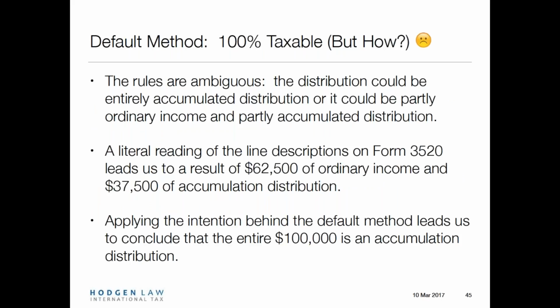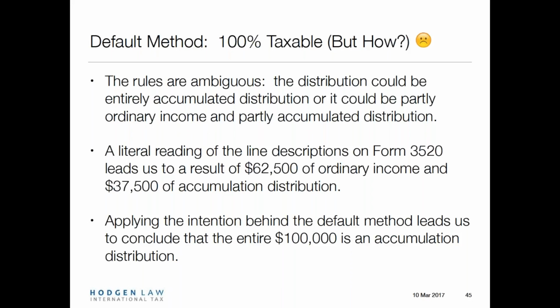For the default method, 100% is going to be taxable, but how? And here, I'm going to walk you through: the rules are ambiguous, or the way that they wrote the line instructions are ambiguous, or something. But I see two possible outcomes when I look at the calculation of the tax result on this $100,000 distribution a day later. The literal reading of the line descriptions on Form 3520 says that we have 62,500 of ordinary income and 37,500 of accumulation distribution.